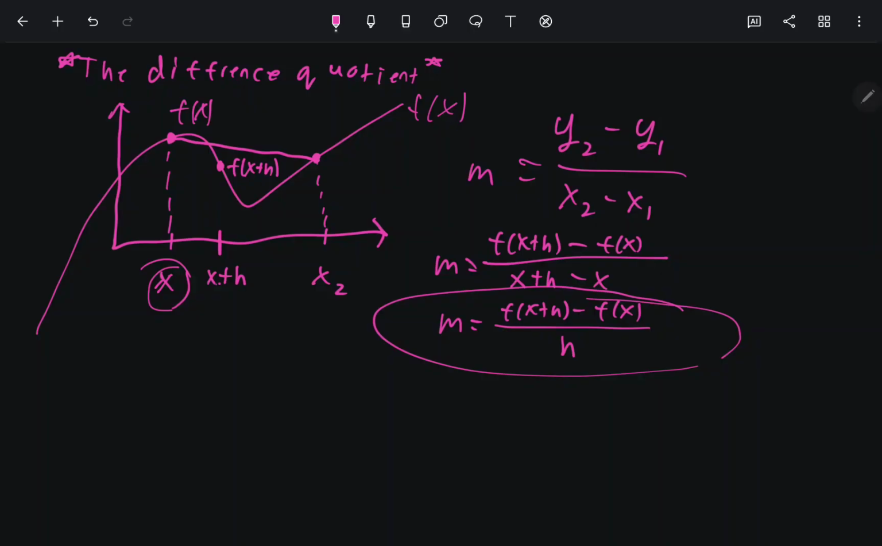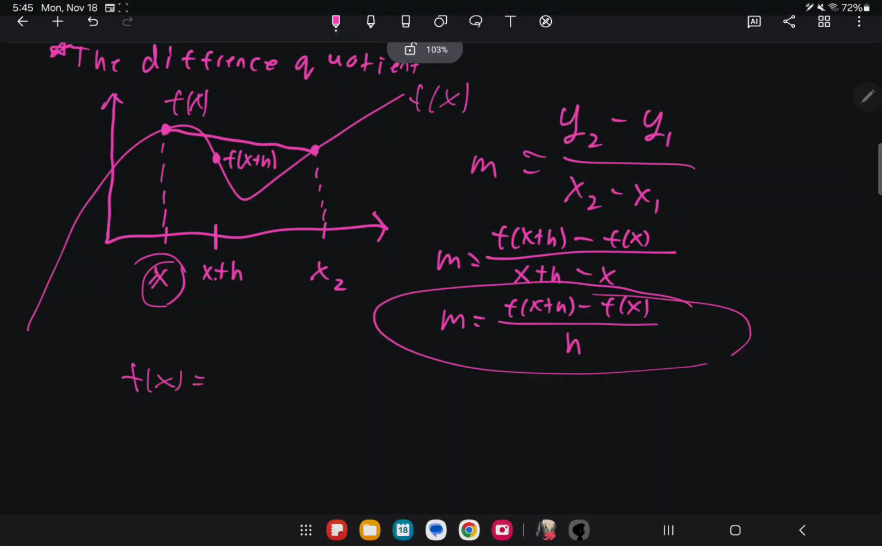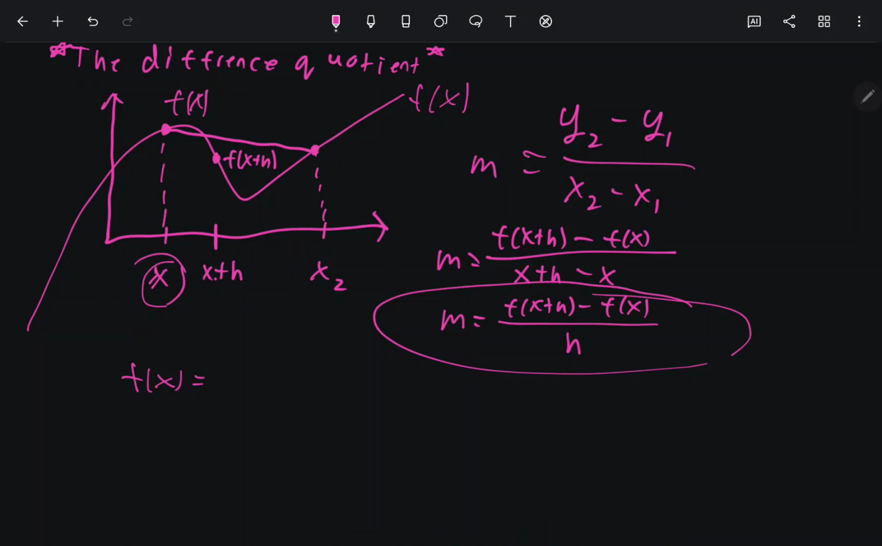But let's do something with this difference quotient. Let's work with it. So, let's define a function. f of x is going to be equal to 4 plus 3x minus x squared. And this right here, my friends, is going to be our f of x.